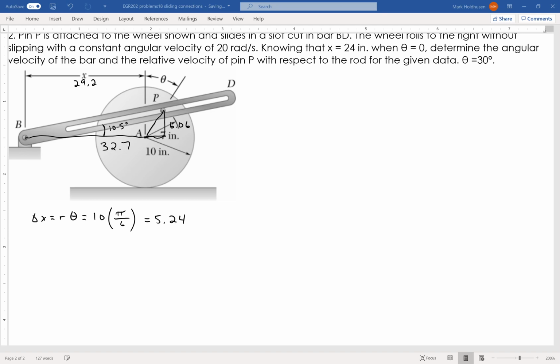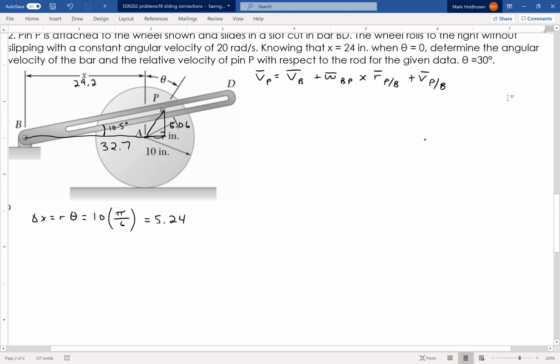Now, I'm going to go ahead and write my equation that I'm going to be dealing with, which again is going to be the velocity of P equals the velocity of B. Again, this is the connection with the slider in it, plus omega BP, which is what I'm looking for, crossed with R of P relative to B, and then plus the velocity of P relative to B. That's also what I'm looking for, is that relative velocity equation.